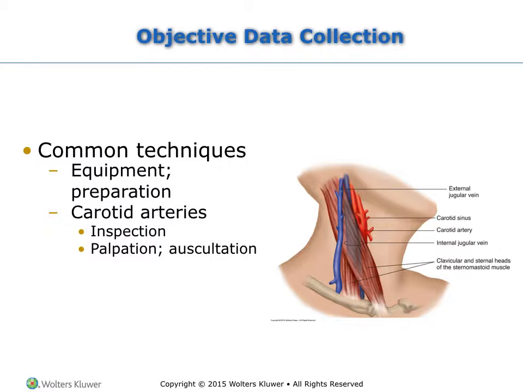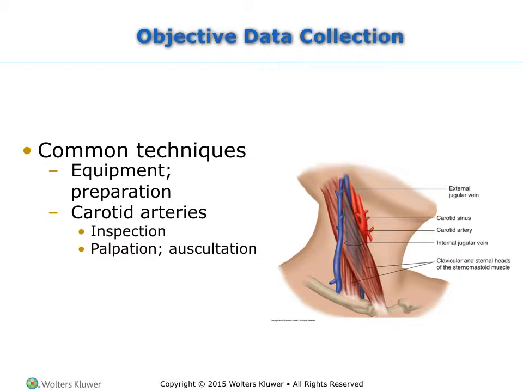Moving on to objective assessment of the patient for cardiovascular. You want to think about what the common techniques are that we use and what equipment is necessary. What equipment comes to mind? There isn't that much equipment that you need, but you definitely need a stethoscope. You probably need a watch with a second hand, and depending on what techniques you're going to be using, you may need more equipment than that.